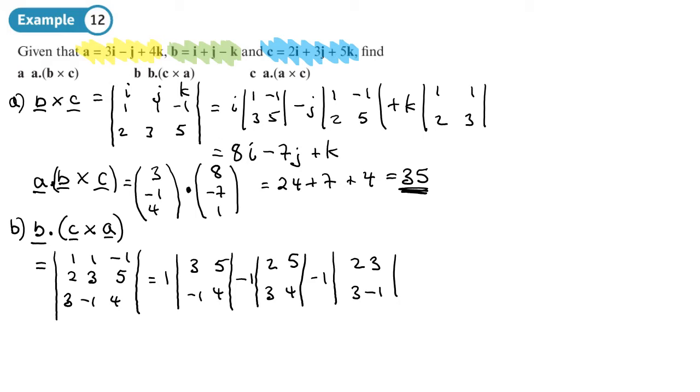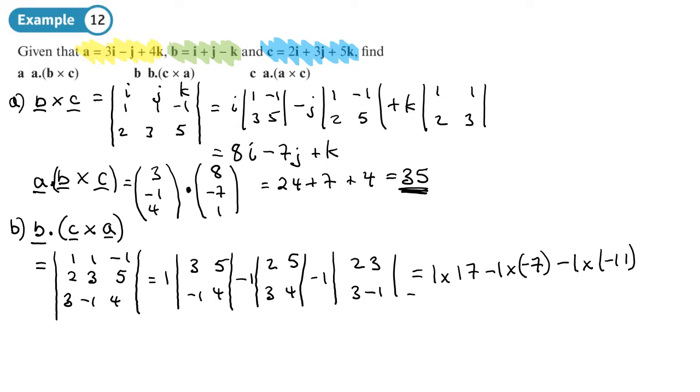Okay, so let's work out what this gives us. So we're going to get 1 times by 12 minus 5, so 12 plus 5, 17. So I've got 1 times by 17. Then minus 1 times by, okay, so here we're going to get 8 minus 15, so minus 7. So minus 1 times minus 7, and then minus 1 again, and that's going to be times by minus 2 plus 9, so minus 2, minus 9, which is going to be minus 11.